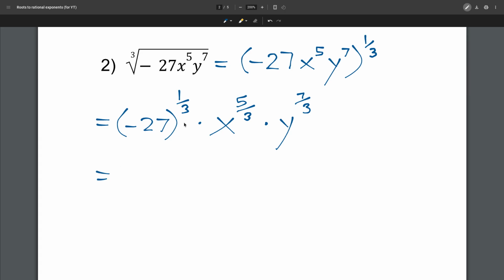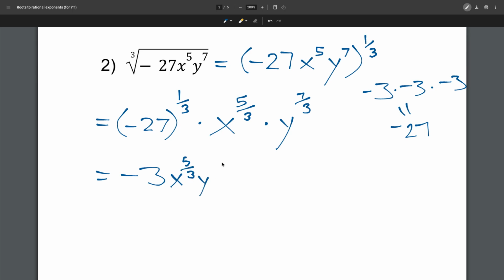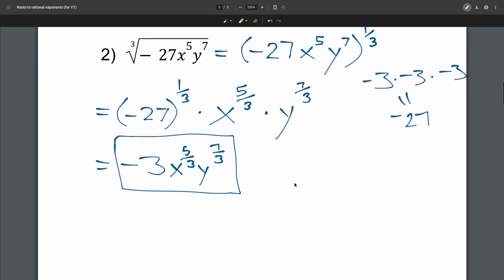Alright, so the negative 27 to the 1/3 power, the cube root of negative 27 is negative 3. Why is that? Well, we multiply 3 negative 3's together, we're going to get negative 27. So we have negative 3 times x to the 5/3 power. Let me make that a little bit better. x to the 5/3 power, y to the 7/3 power. Okay. Let's keep going.